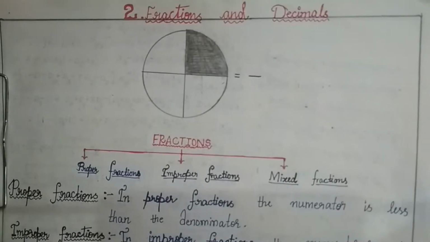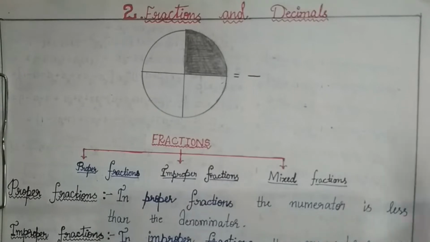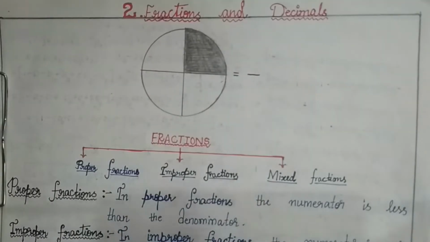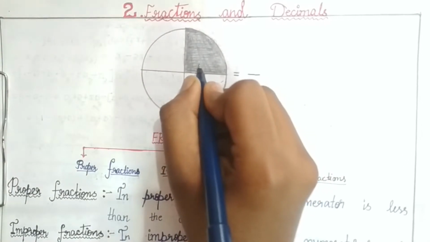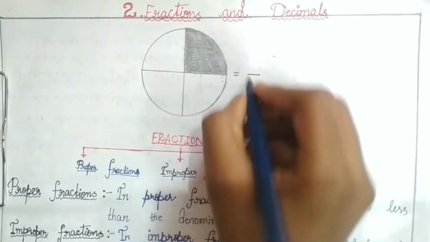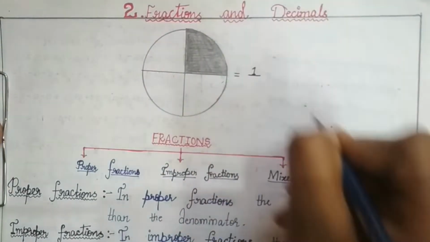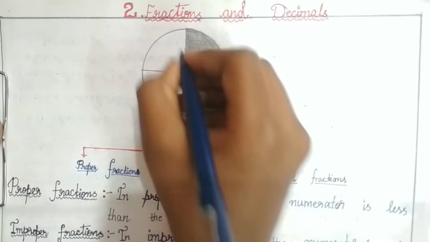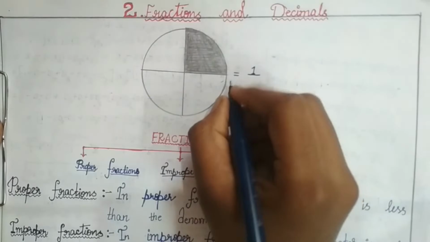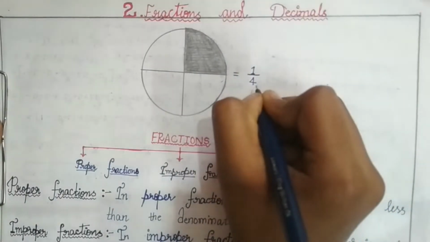First of all, let us see what is meant by a fraction. A fraction is nothing but a part of a whole. So here one part is shaded. The number of parts shaded is known as the numerator. All the total parts you have to keep in the denominator.